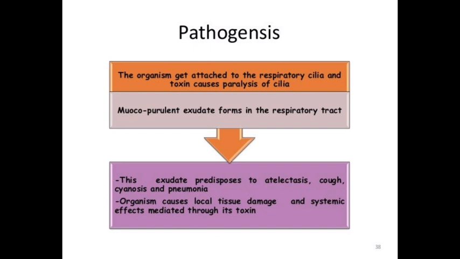Pathogenesis. The organism gets attached to the respiratory cilia and toxin causes paralysis of cilia. Mucopurulent exudate forms in the respiratory tract. This exudate predisposes to atelectasis, cough, cyanosis, and pneumonia. Organism causes local tissue damage and systemic effects mediated through its toxin.